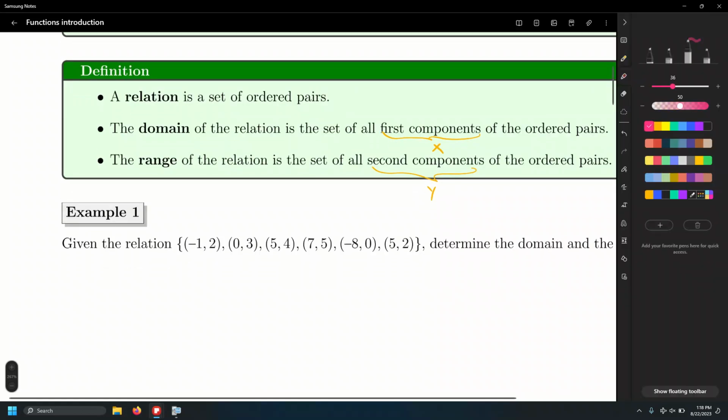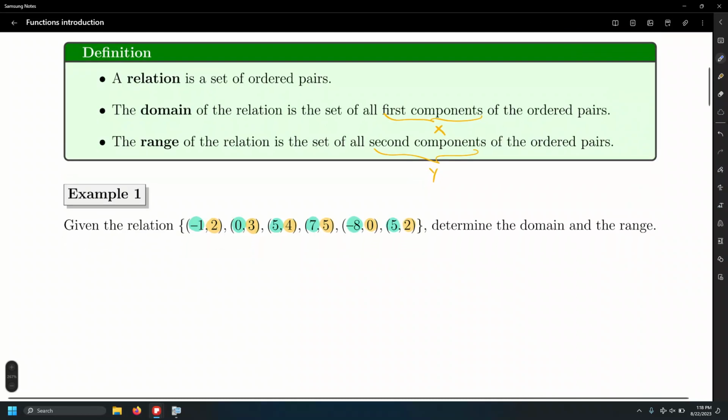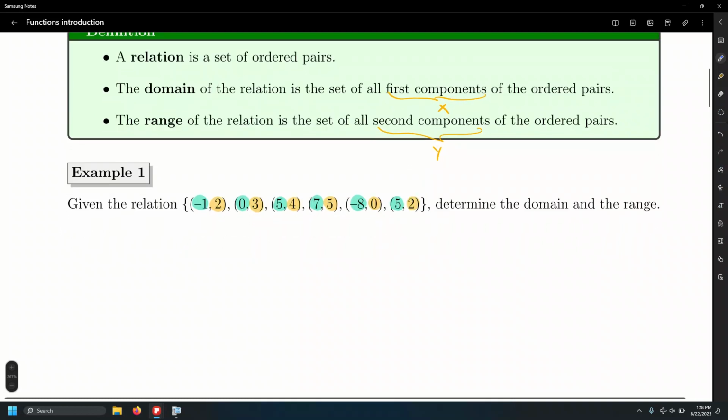I'm going to highlight all the x values with green and all the y values with yellow. If you have colors, feel free to use them. If you prefer other colors that work better for you, that's fine. So this is what we're going to do here. They're asking us to list the domain.